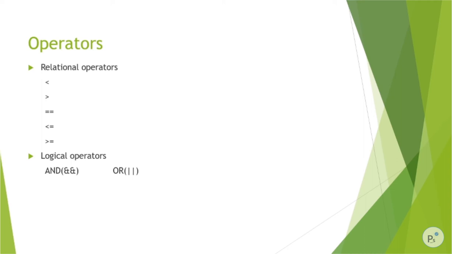Let's understand what they define. As you can see, in relational operators, the first operator is less than, which checks whether a value is less than or greater than another. After that there is the greater than sign, and equal to, which checks whether a value is equal to some certain value. Next is less than or equal to, and after that is greater than or equal to. So that covers relational operators.